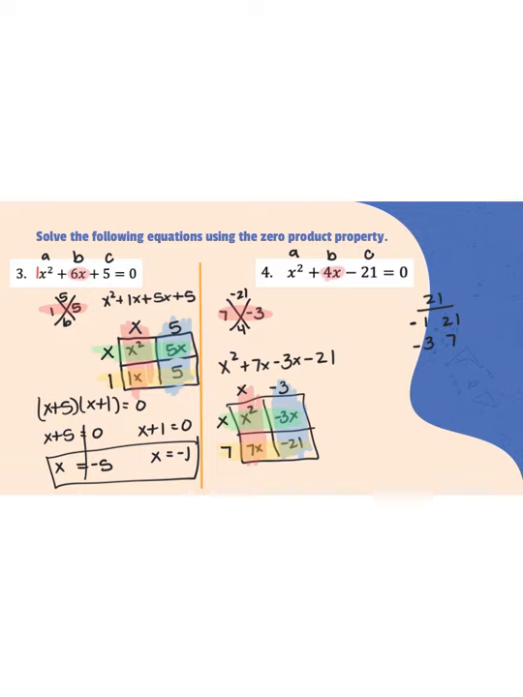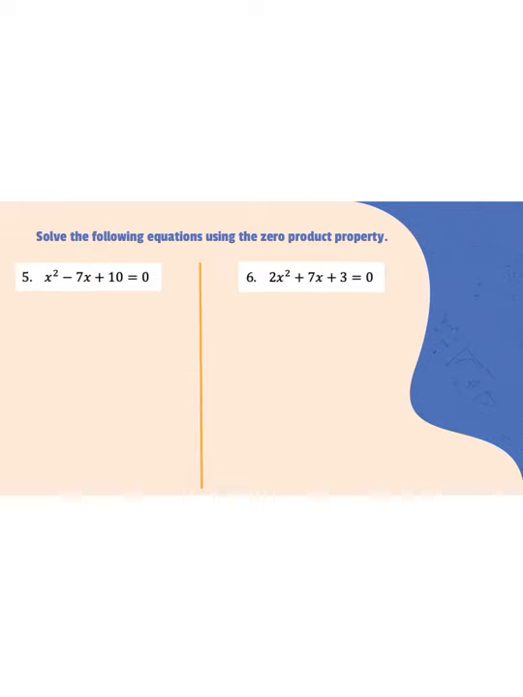So now I have x minus 3, and then x plus 7, and those are going to be set equal to 0. So now I have to rewrite x minus 3 equals 0, and then x plus 7 equals 0. So this one is going to be the opposite of minus 3, so x equals a positive 3. And this one's going to be the opposite of a positive 7, so this one's going to be a negative 7. So these are your two answers. Okay, let's move on to number 5.